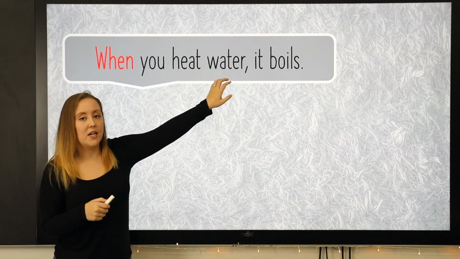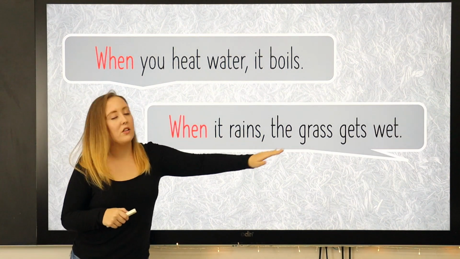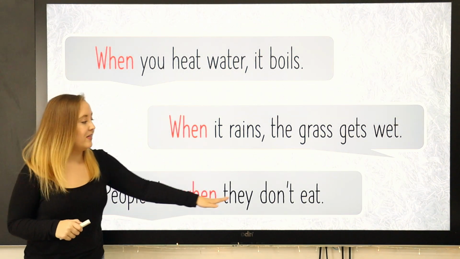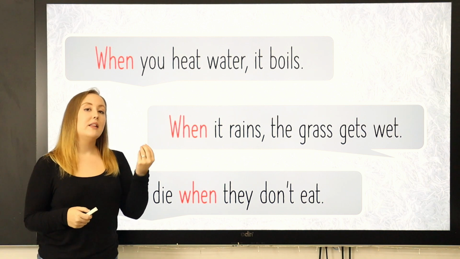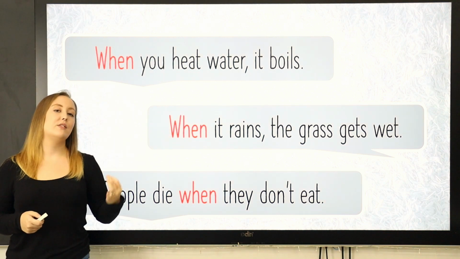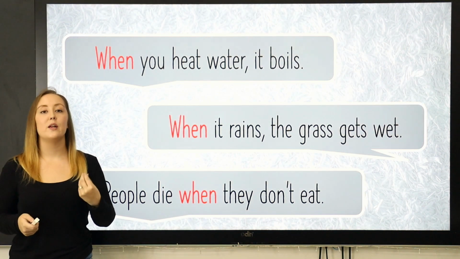When you heat water, it boils. When it rains, the grass gets wet. People die when they don't eat. So in the zero conditional, we can use the word when because we know it's factual. We know it's going to happen. There is no possibility that it won't happen.